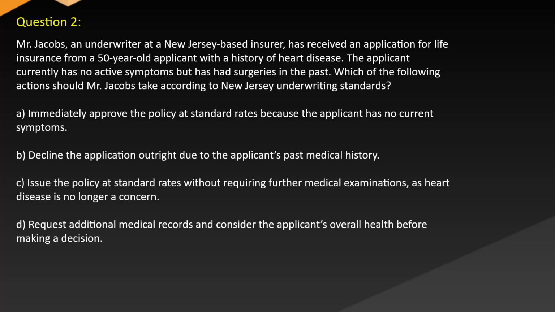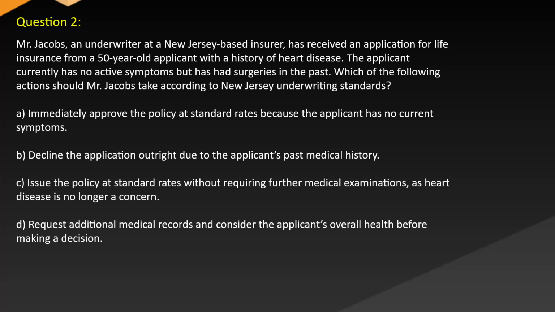Question 2. Mr. Jacobs, an underwriter at a New Jersey-based insurer, has received an application for life insurance from a 50-year-old applicant with a history of heart disease. The applicant currently has no active symptoms but has had surgeries in the past. Which of the following actions should Mr. Jacobs take according to New Jersey underwriting standards?